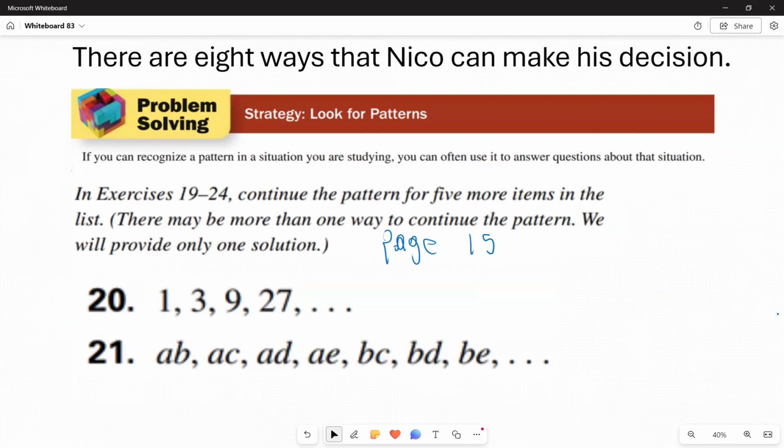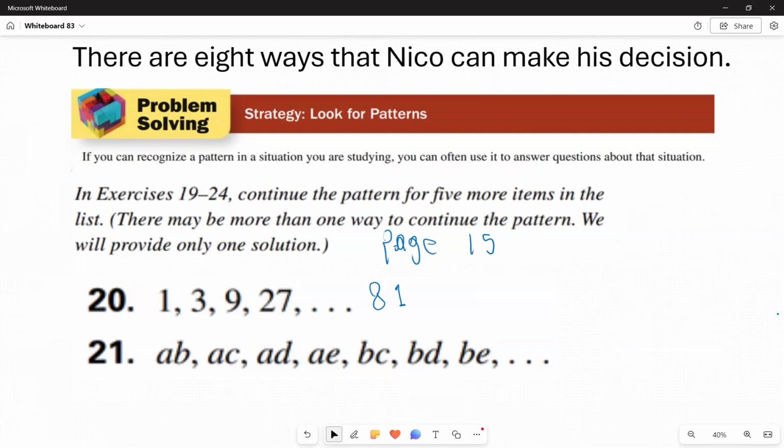For example, in number 20, we have 1, 3, 9, 27. If you identify the pattern, you can see that the previous number is multiplied by 3. 1 times 3 is 3. 3 times 3 is 9. 9 times 3 is 27. So the next one should be 81. 27 times 3 is 81.